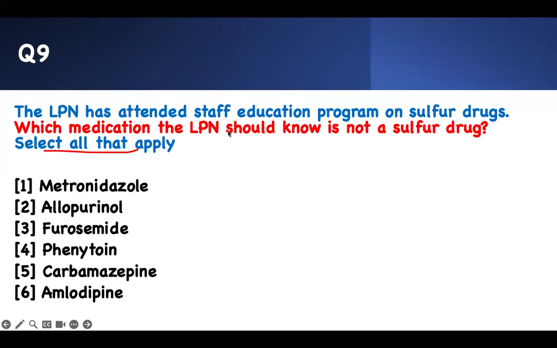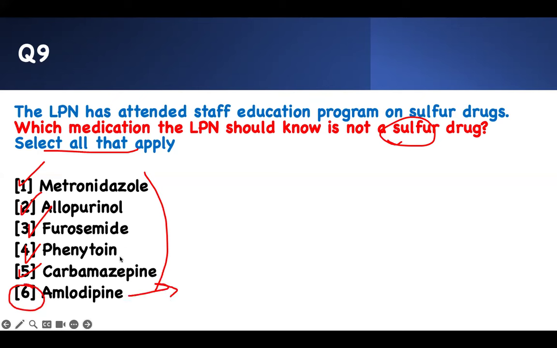And which medication the LPN should know is not a sulfur drug? What is a sulfur drug? In the education, I told you about sulfur drugs. Metronidazole is the number one sulfur drug. If you don't know them, then this is a content review for you so that you can remember all sulfur drugs. Allopurinol is a sulfur drug. Furosemide is a sulfur drug. Phenytoin is a sulfur drug. Most of the anti-epileptics are sulfur drugs. Carbamazepine, anti-epileptic, right? Amlodipine is not a sulfur drug.